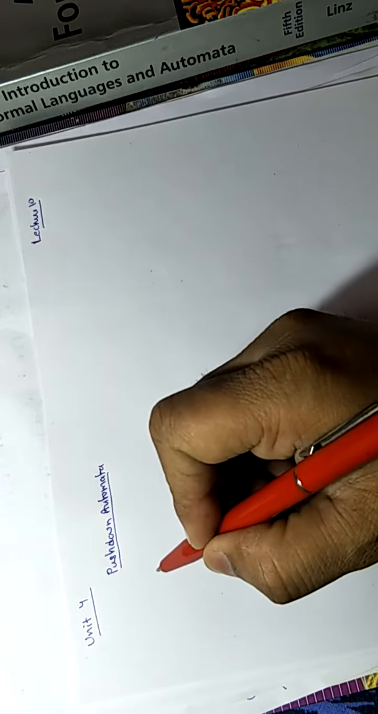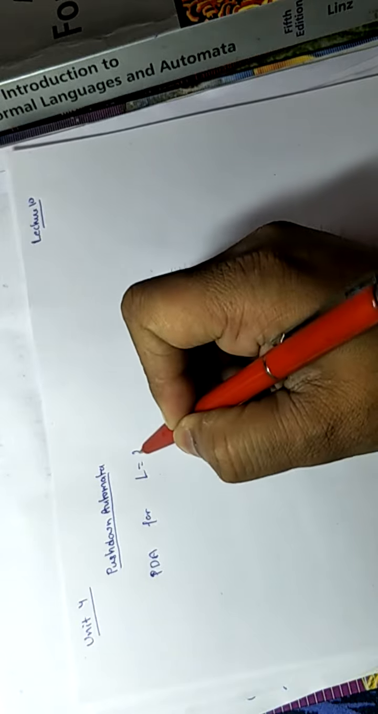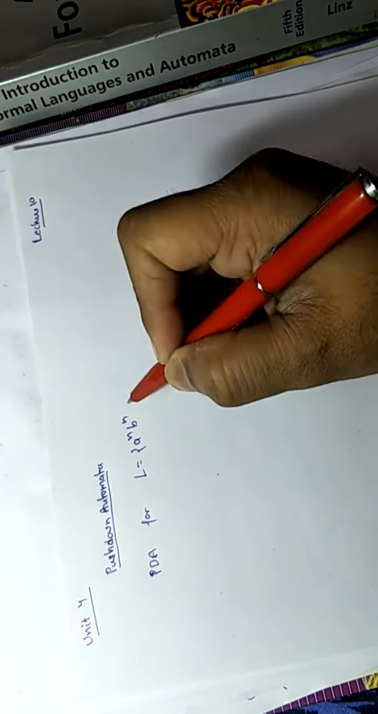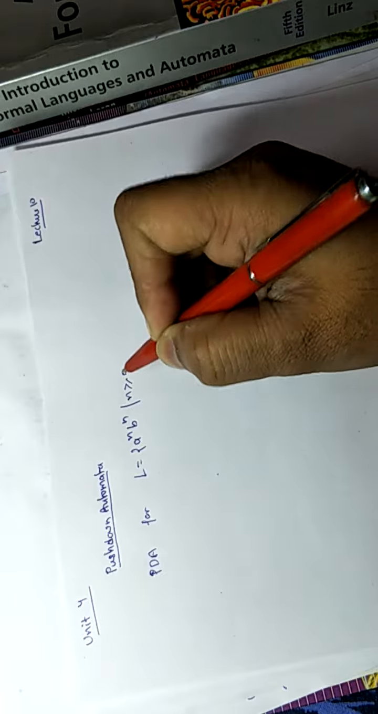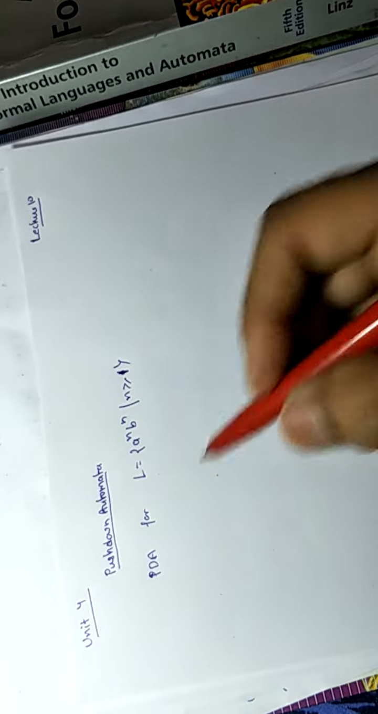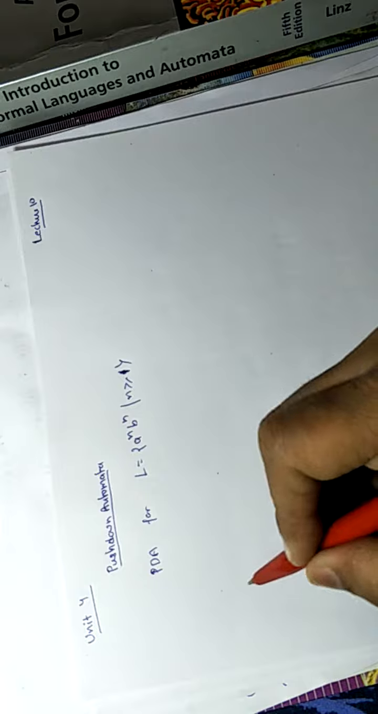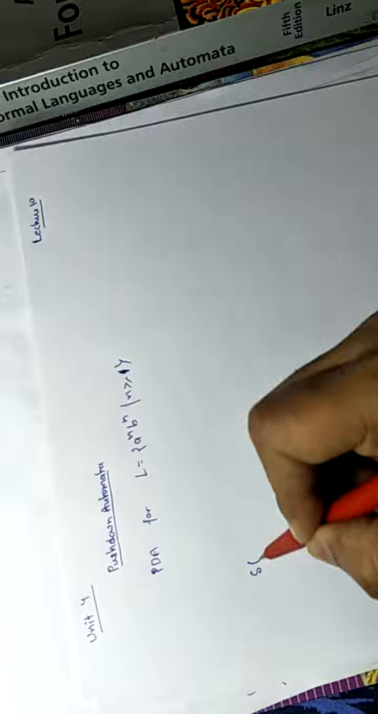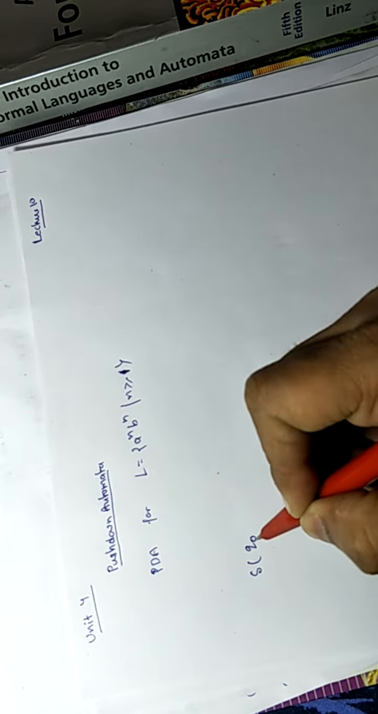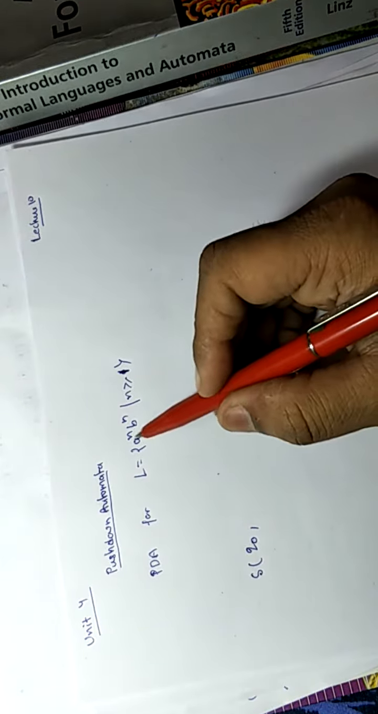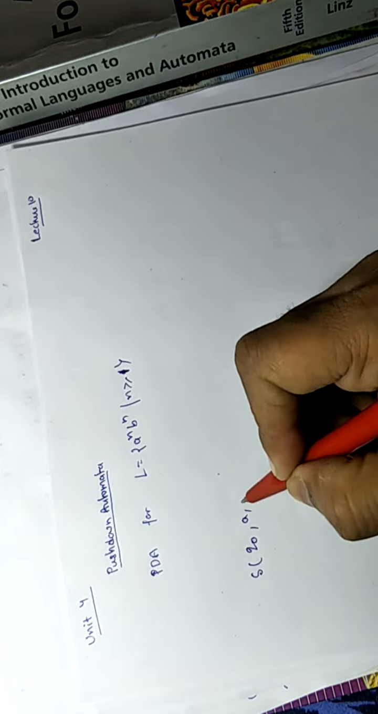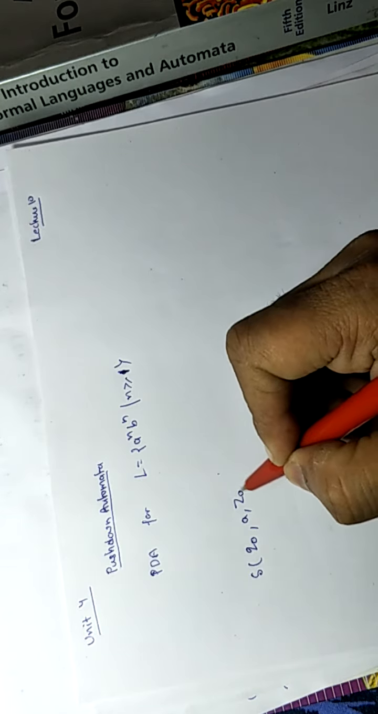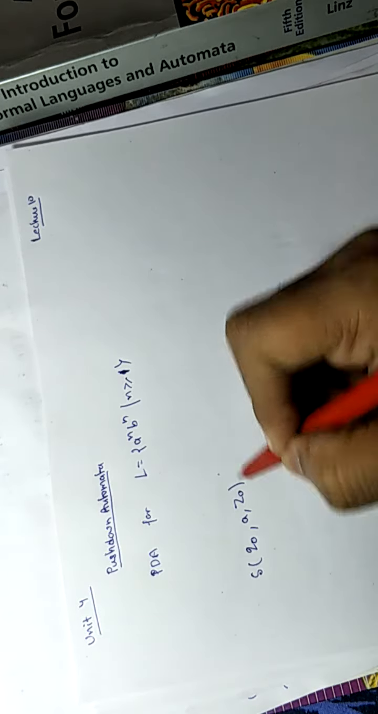Welcome everyone in lecture number 10 of unit 4. In the last lecture we designed a PDA for L is equal to a raised to power n, b raised to power n, n greater than or equal to 1. And what we did, we wrote the transition as we are at the start state. Initially, in a^n b^n, we read a, and initially z0 is the initial symbol on the stack.